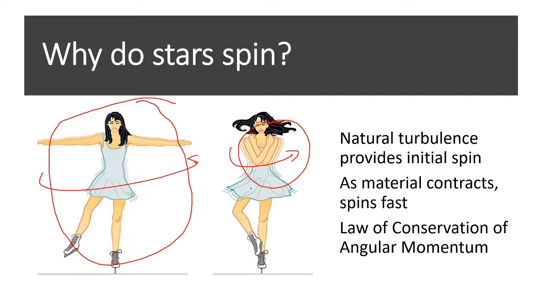And that's called the law of conservation of angular momentum. And that's a law in the universe. If you're smaller, you have to spin faster.